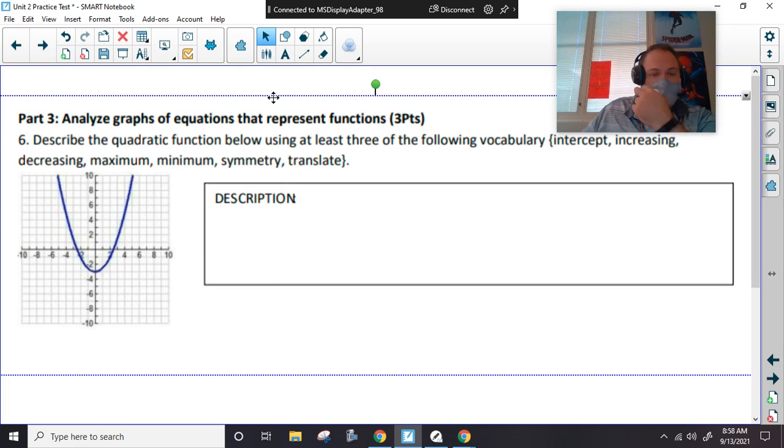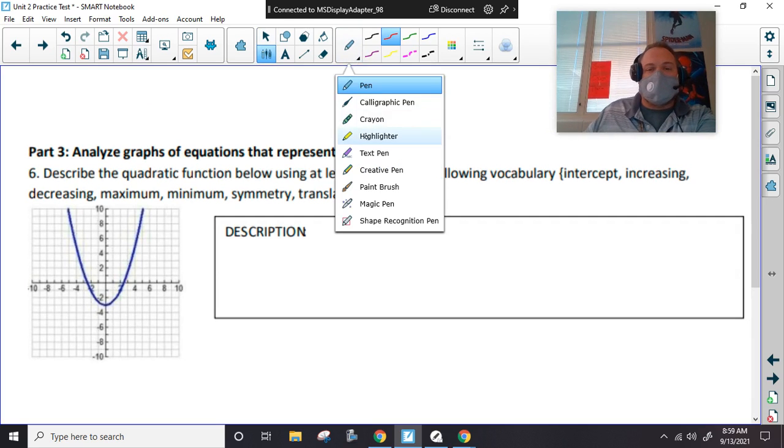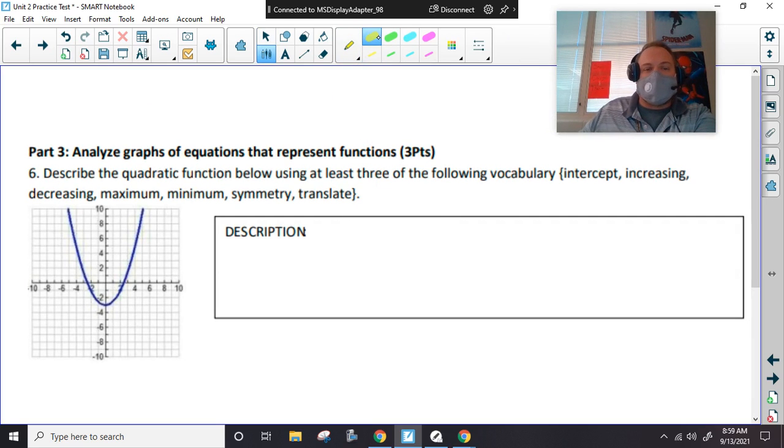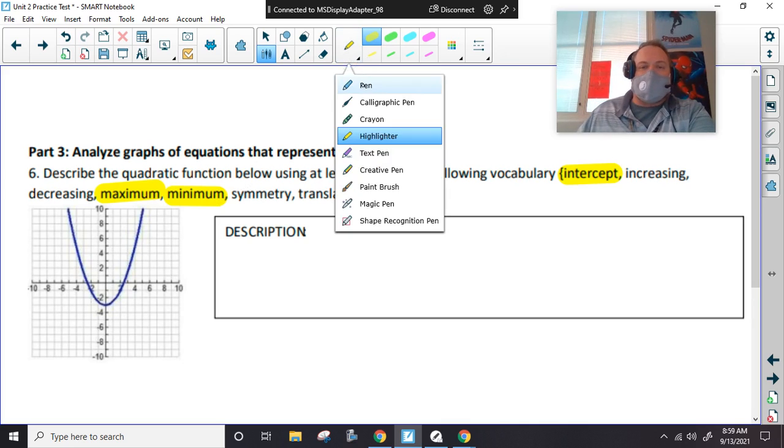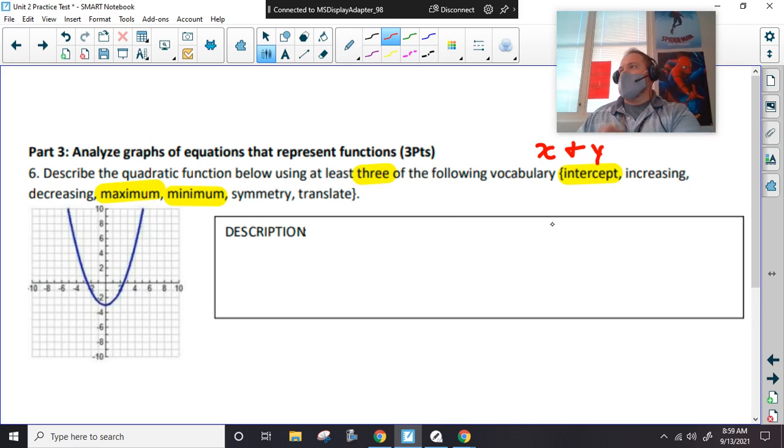Number 6. Okay. This is the thing. Remember, I think I've told y'all this. You focus on 3. You have to get at least 3. I would look for my intercepts, my max, and my min. That's what I would look for. Okay, now with our intercept, we have both the X and Y. Now you could usually do more than 3. I always like to do more than 3 in case I miss one.